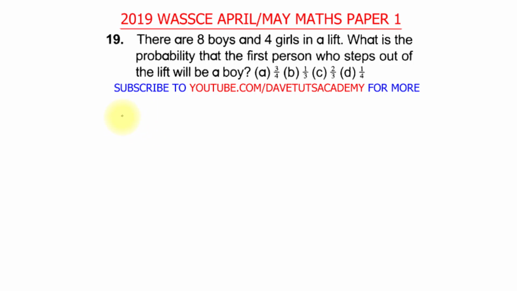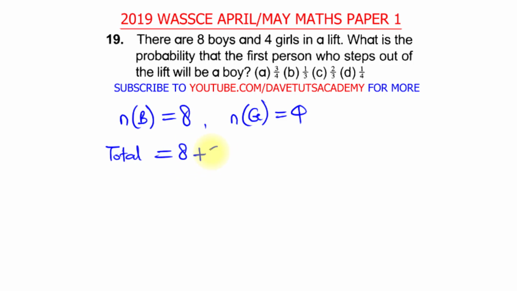Okay, so here from the question we can see that the number of boys is 8. We're told that we have 8 boys, and the number of girls was given as 4. In that case, the total is 8 plus 4, and that is 12. So we have 12 children, 8 boys and 4 girls in the lift. Now the probability that the first person who steps out of the lift will be a boy is the sampling of one of the boys out of the total children, that is 12.